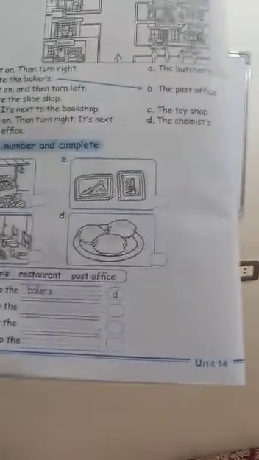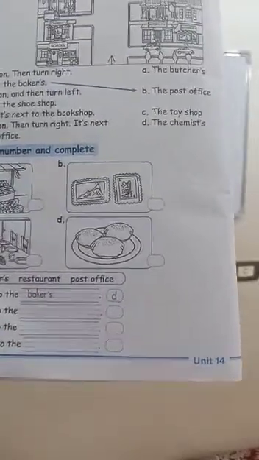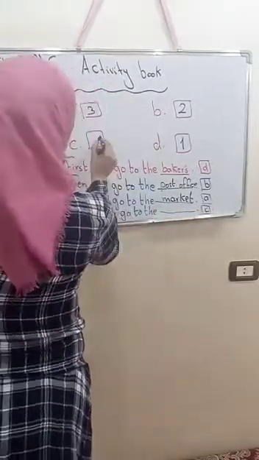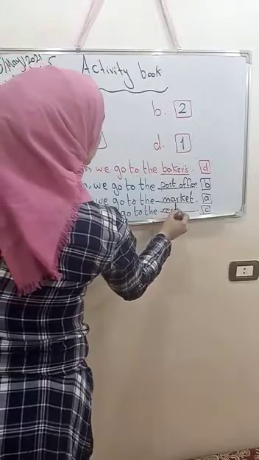And the last one, finally, we go to the restaurant, we have lunch. Which picture is a restaurant? Excellent. C. So you have to write here C. And C is number 4. And the correct missing word here is restaurant.